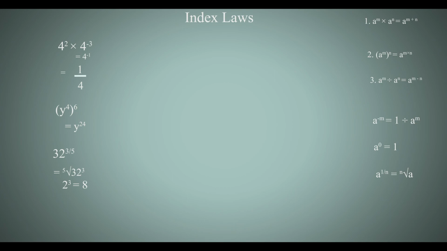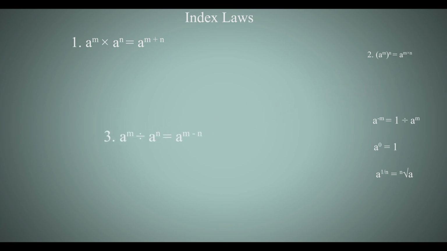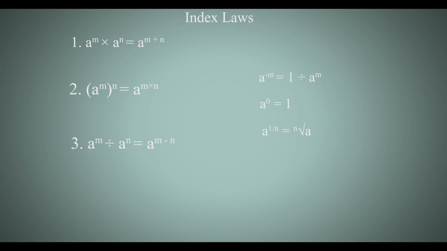So that will be all for today's video. Just a quick recap. The three main index laws are that if you're multiplying two indices together, you have to add the indices. If you're dividing two indices, you have to subtract the indices from each other. And if you have an index in a bracket and then another index outside of the bracket, you have to multiply the indices together.